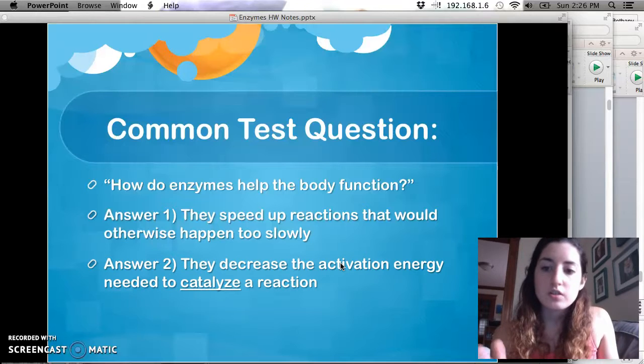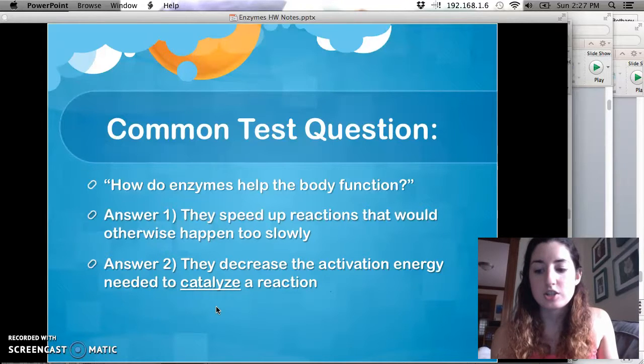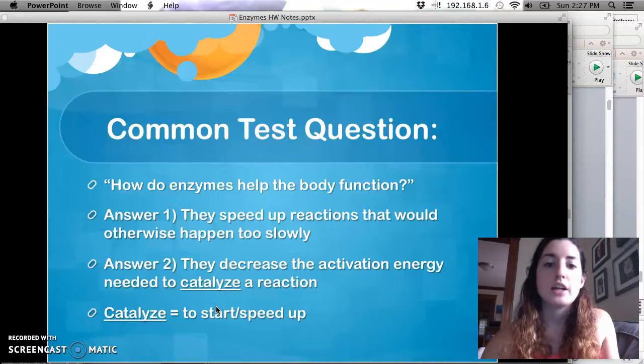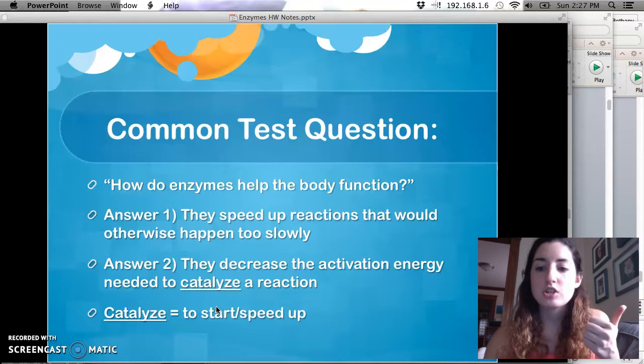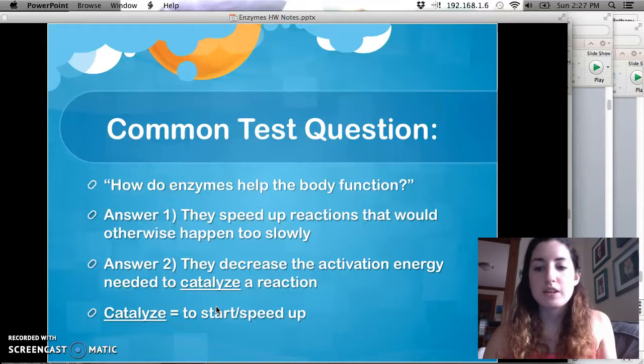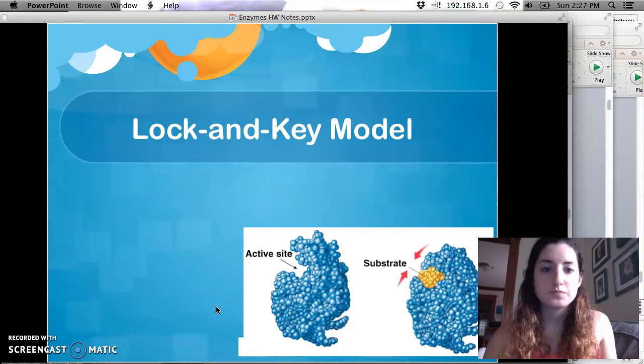The other answer that's related is that enzymes decrease the activation energy that's needed to catalyze a reaction. And to catalyze means to start or to speed up. So the answer either has to do with speeding up the reaction or, and, because they're related, lowering the activation energy. So you're welcome to write that down. It might help you on tests, but you don't have to.